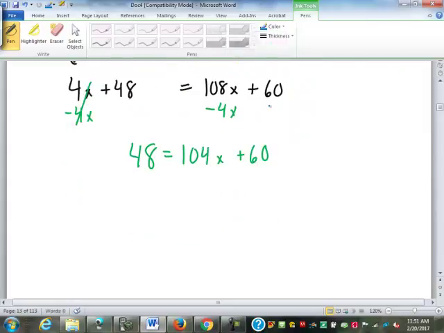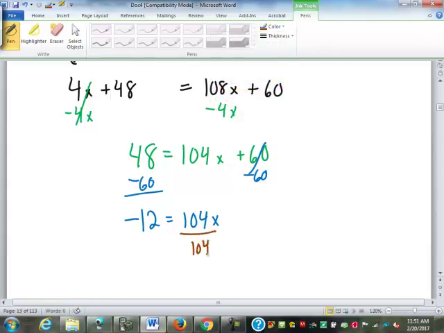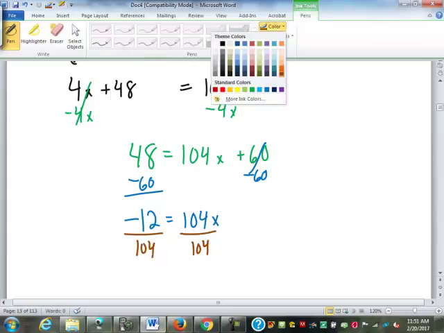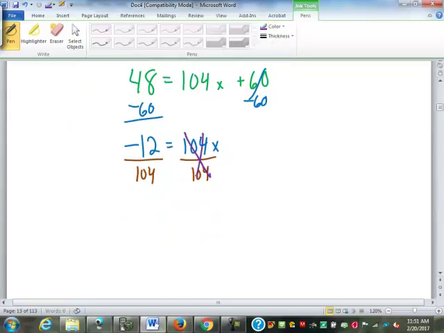I will subtract 60. So 48 minus 60 is a negative 12 equals 104x. Now if I want this as a decimal, I'm going to be dividing by 104. If I want it as a decimal, I can just divide this out and get a decimal. If I want it as a fraction, remember we can treat division and fractions kind of interchangeably. So I just have x on the right side here. On the left, I can treat this as negative 12 over 104, both of which can be divided by 4, which will give me a negative 3 over 26.